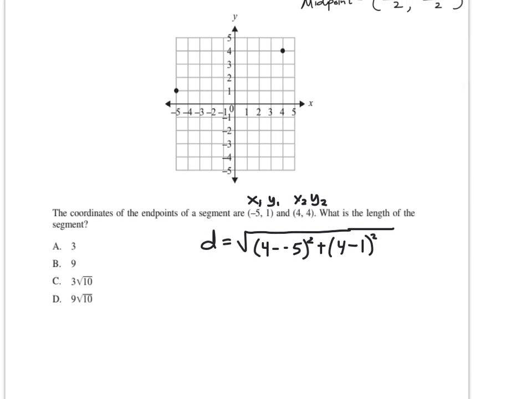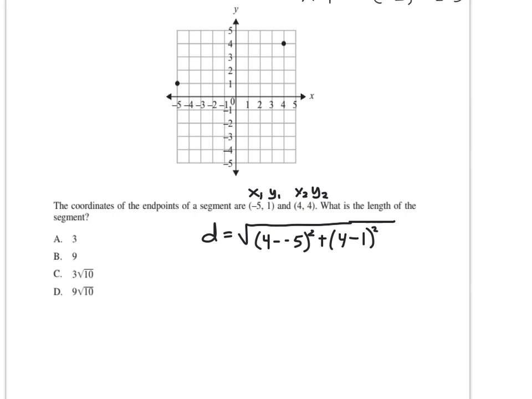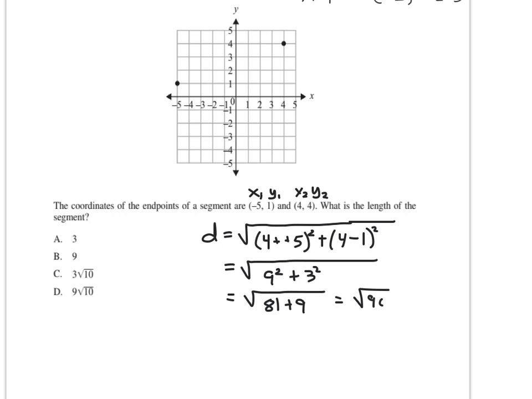So now as we look at this calculation here, we're going to go ahead and simplify these two negatives right next to each other. They're going to become a positive, and this is going to be the square root of, add 5 and 4, and you get 9 squared. And you take 4 minus 1 and you get 3 squared. So 9 squared happens to be 81. And 3 squared is 9. And if I add 81 and 9, you end up with the square root of 90.